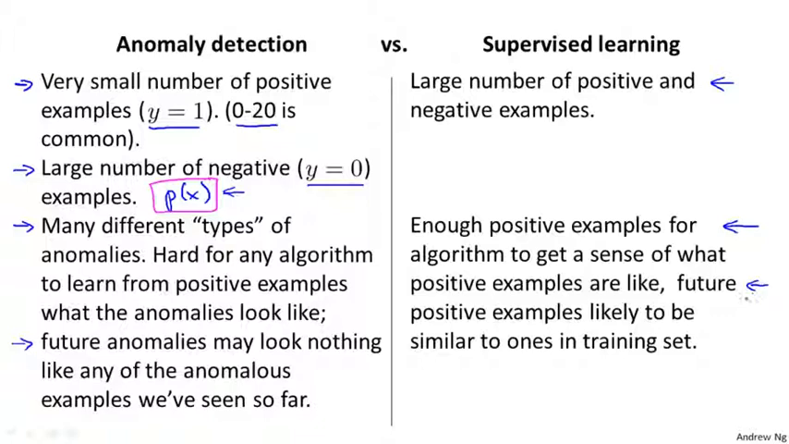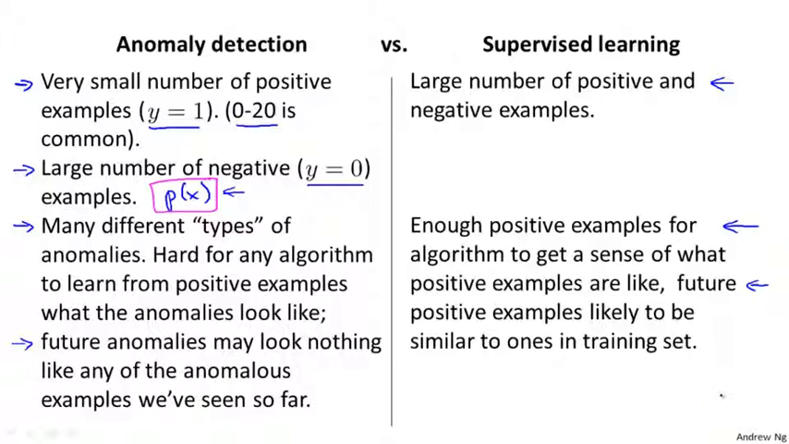And in particular, if you think that future positive examples are likely to be similar to ones in the training set, then in that setting, it might be more reasonable to have a supervised learning algorithm that looks at a lot of positive examples, looks at a lot of negative examples, and uses that to try to distinguish between positives and negatives. So hopefully this gives you a sense of, if you have a specific problem, should you think about using an anomaly detection algorithm or a supervised learning algorithm.